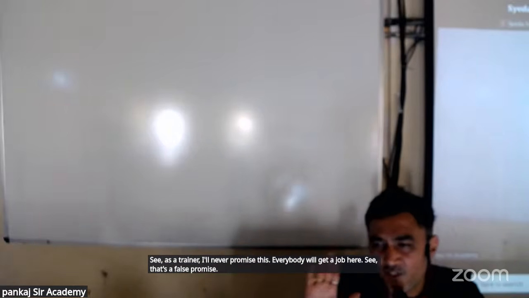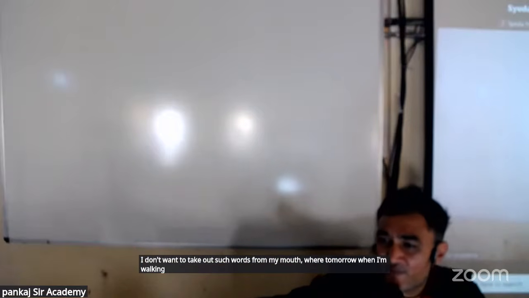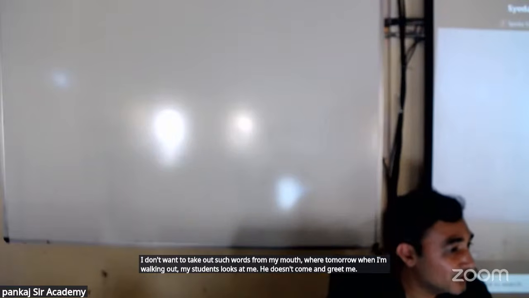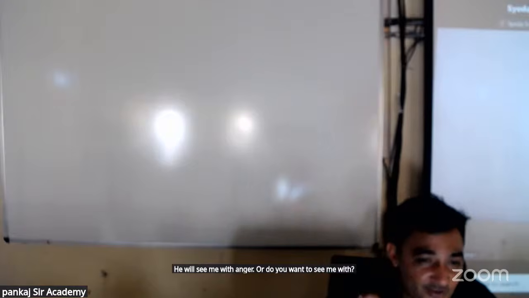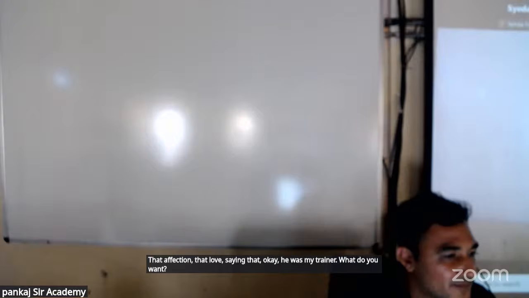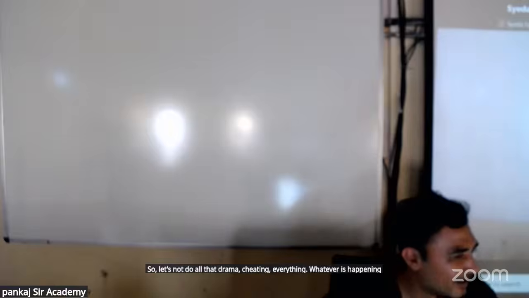I don't want to take out such words from my mouth where tomorrow when I'm walking out, my student looks at me and doesn't come and greet me. He will see me with anger. Or do you want to see me with that affection, that love, saying that, okay, he was my trainer. What do you want? So let's not do all that drama, cheating, everything. Whatever is happening, that's apart. I'm not interested in that.